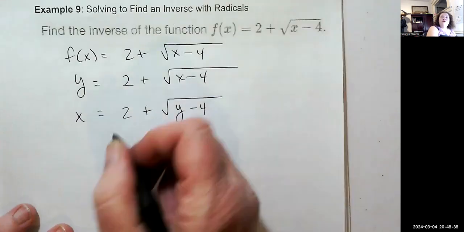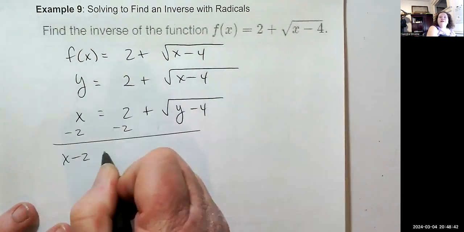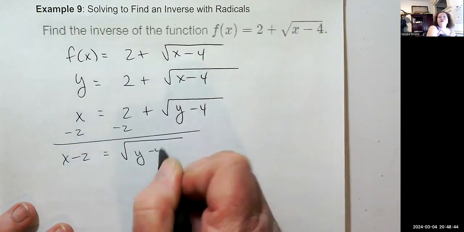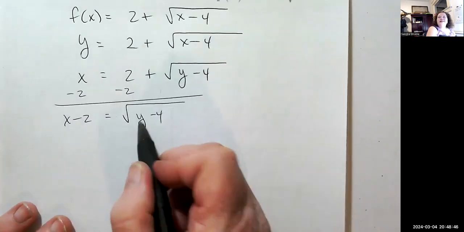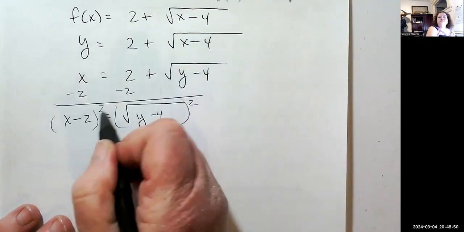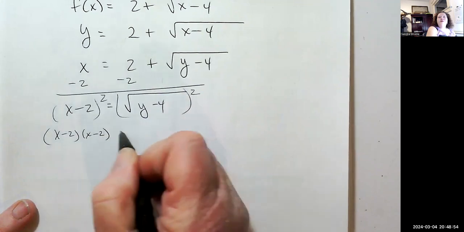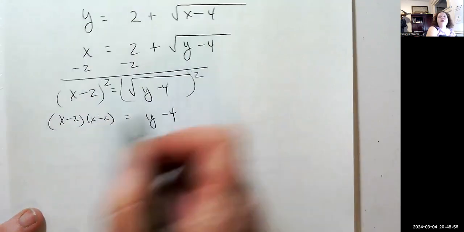Now we're going to solve for y. We're going to subtract 2 from both sides. X minus 2 is equal to the square root of y minus 4. Still isolating y. Got to get rid of that square root. Square both sides. We get x minus 2 times x minus 2 is equal to y minus 4.